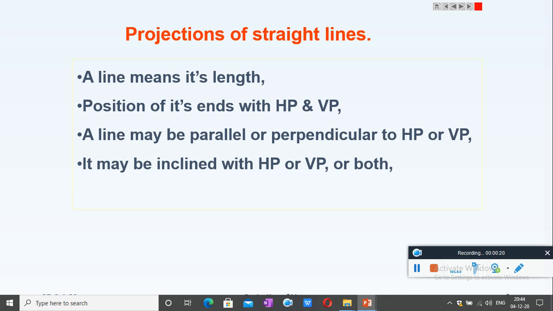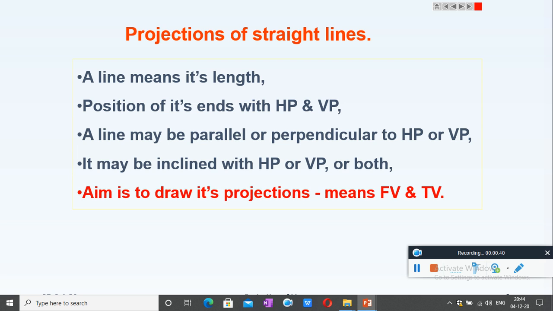A line means its length, that is, the position of its ends with HP and VP. A line may be parallel or perpendicular to HP or VP. It may be inclined to HP or VP or both. Our aim is to draw its projections, that is, to draw the front view and the top view of a line.